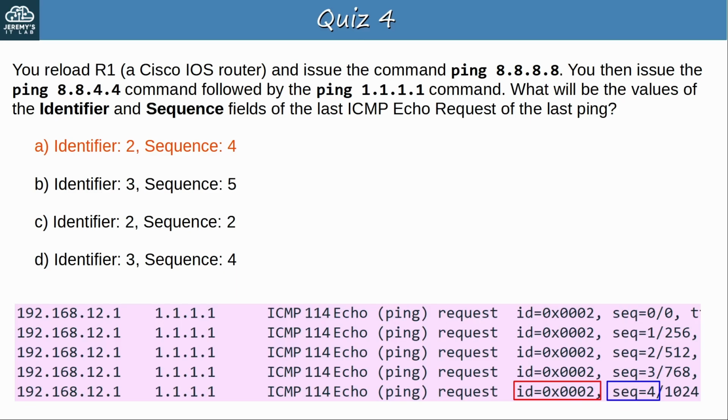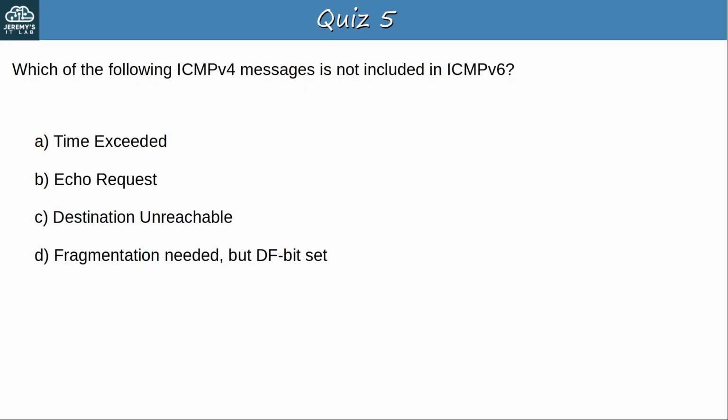Okay, let's go to question 5. Which of the following ICMP v4 messages is not included in ICMP v6? Pause the video now to think about the answer. Okay, the answer is D, fragmentation needed, but DF bit set.